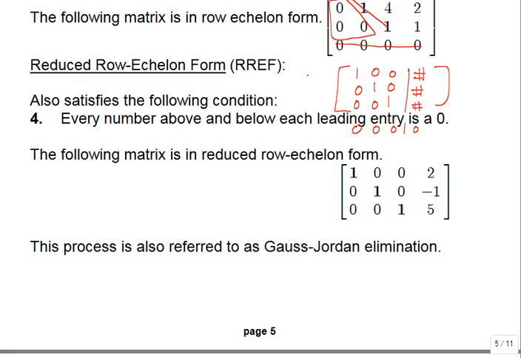Okay, so this is called reduced row echelon form. So this would be an example of a reduced row echelon form. Ones all along the diagonal, zeros below and zeros above, and then you have your numbers off to the right. And the process of taking a matrix and turning it into this reduced row echelon form is called the Gauss-Jordan elimination.